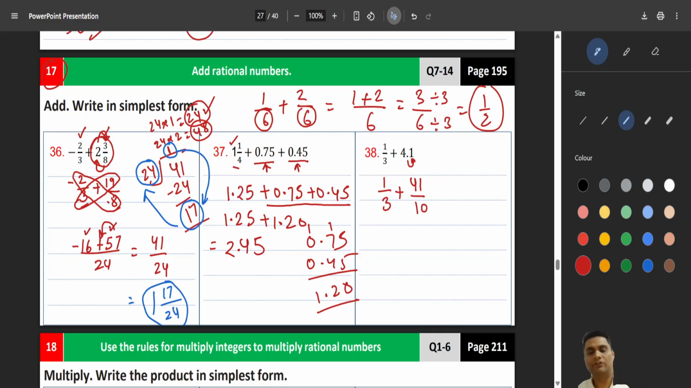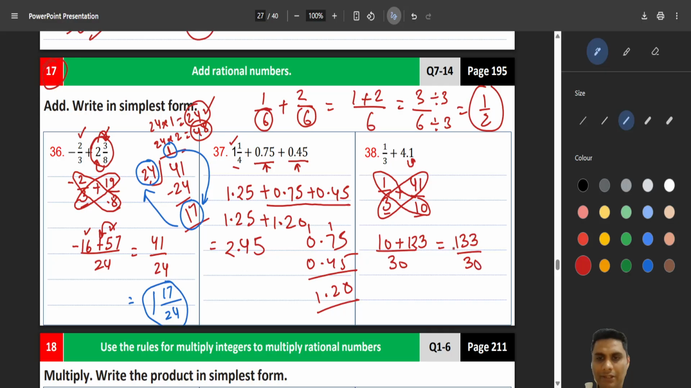Now we will solve it. See, the down number in the rational number, this is a rational number, right? The down number, denominator, they are not same, right? So what will I do? The same trick. First of all, 10 multiply 3, 30. Now the butterfly. 10 multiply 1, 10. Plus 3 multiply 41, 123. 123 plus 10, 133. Over 30.